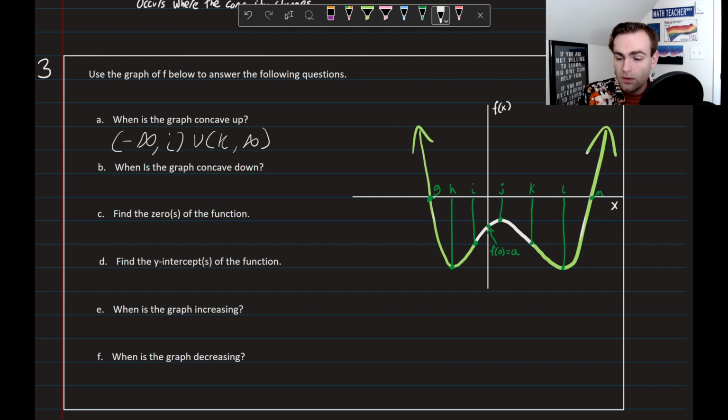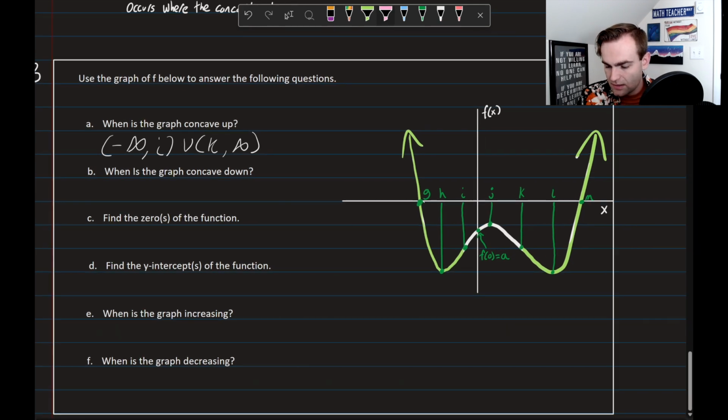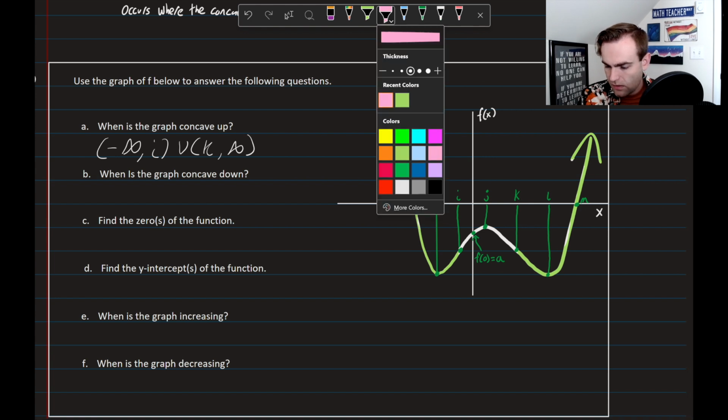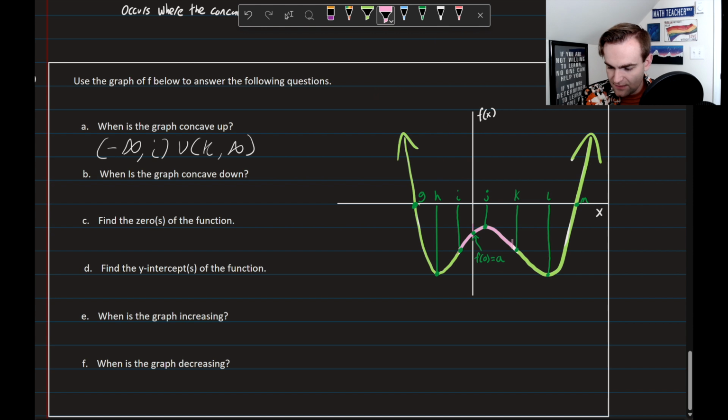Concave down would be the opposite. So where is it? It's concave down between i and k at this point. So we would say we're going to start at i and end at k. And we're always going to put the lower number first and the upper number second. Zeros, well, where does it cross the x-axis? It does that at g, and it does it at m. What's the y-intercept of the function? The y-intercept of the function is a.